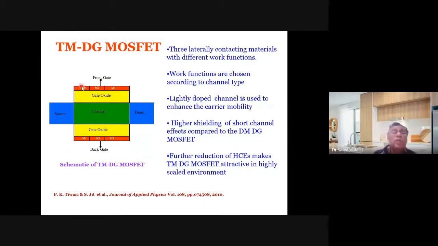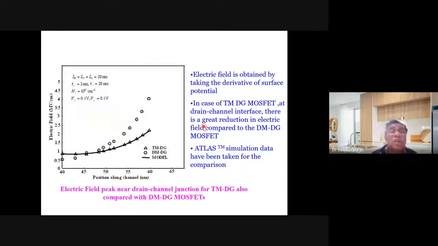Now, instead of a dual gate, there are triple gate MOSFET structures. Here, three metals are used. The only thing you have to maintain is that the work functions of metals 1, 2, and 3 should be such that phi 1 is greater than phi 2, which is greater than phi 3. In that way we can use these structures.